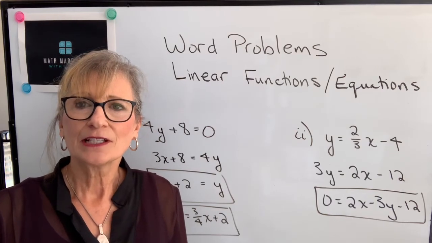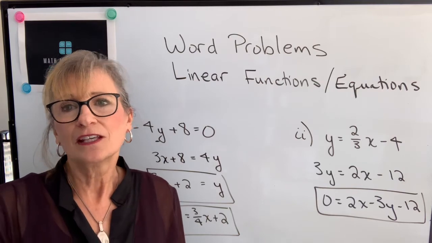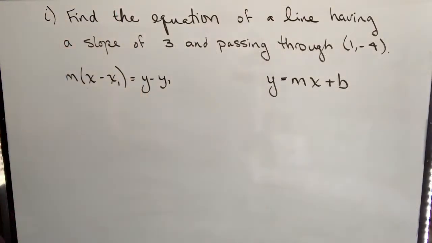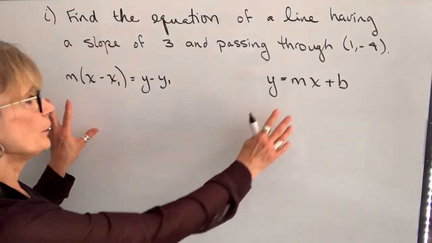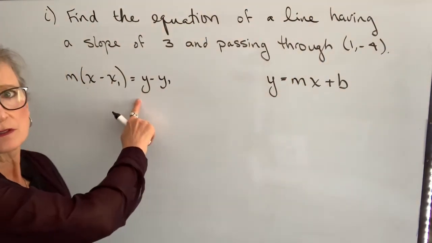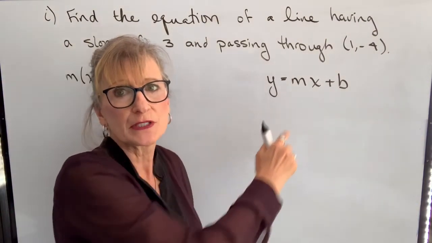Now let's take a look at finding equations of lines given certain conditions. In this example, it asked me to find the equation of a line having a slope of 3 and passing through the point 1, -4. I'm going to do it 2 different ways. The first, I'm going to use the point slope form of a straight line. The second, I'm going to use the slope-intercept.